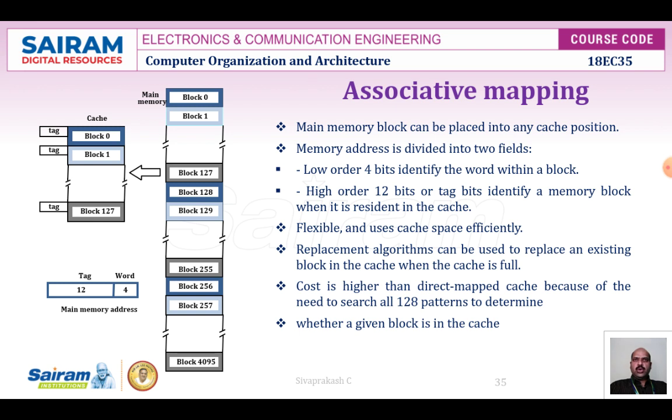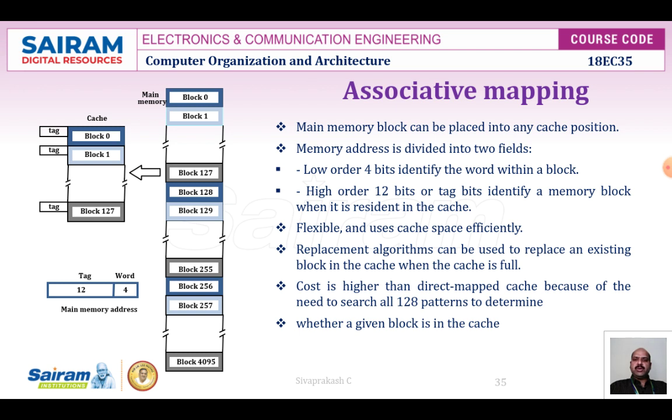Any block can go into any line of the cache. This means that the word ID bits are used to identify which word in the block is needed, but the tag becomes all of the remaining bits. This enables the placement of any word at any place in the cache memory. It is considered to be the fastest and the most flexible form of mapping.